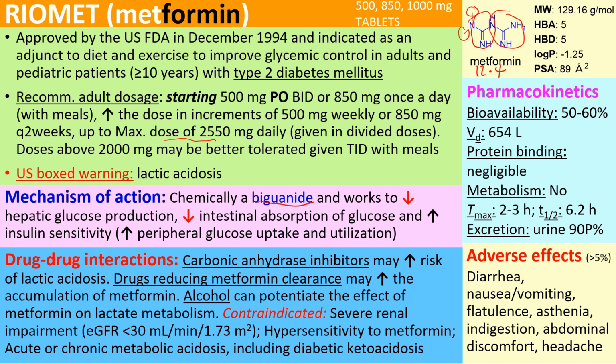In addition, this product is available as the salt form with hydrochloric acid. Mechanistically, this medication works to lower hepatic glucose production, decrease intestinal absorption of glucose, and increase insulin sensitivity, increasing the peripheral glucose uptake and utilization. So basically, you can see this medication works in several ways.